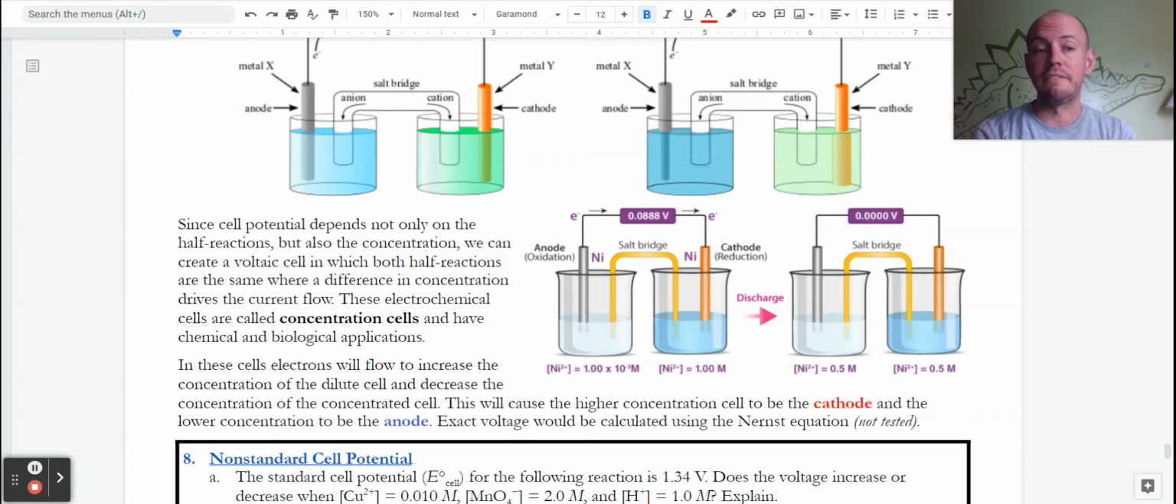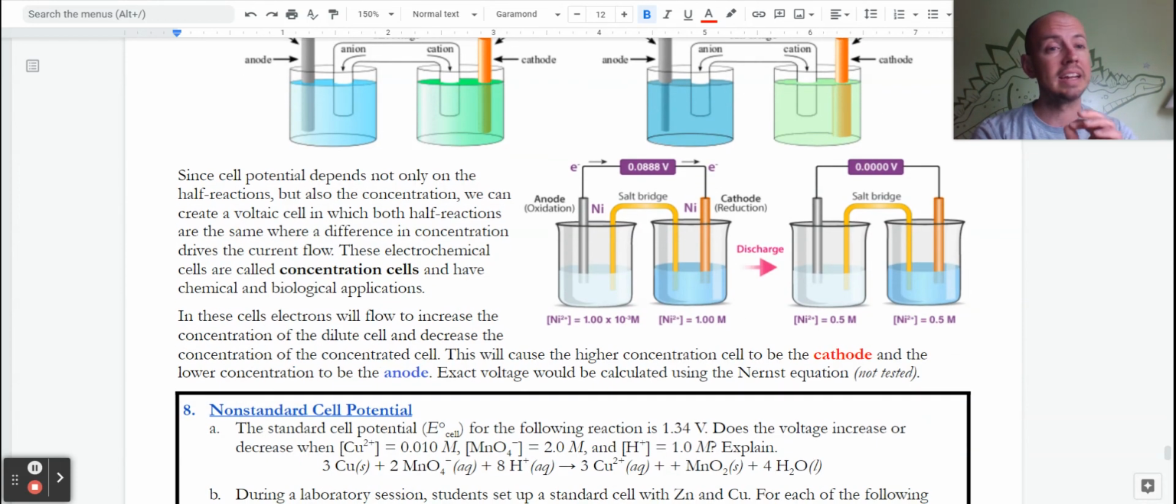Concentration cells are not very common here in AP Chem, but just wanted to introduce that it's another application that is important. And it's the same idea as we still reduce at the cathode, oxidize at the anode, electrons flow from the anode to the cathode, and they continue to flow until the cell is no longer favorable. So we're not going to think about exact voltage, but we could recognize why something may be driven by thinking about qualitatively the Nernst equation or how to apply those concepts.